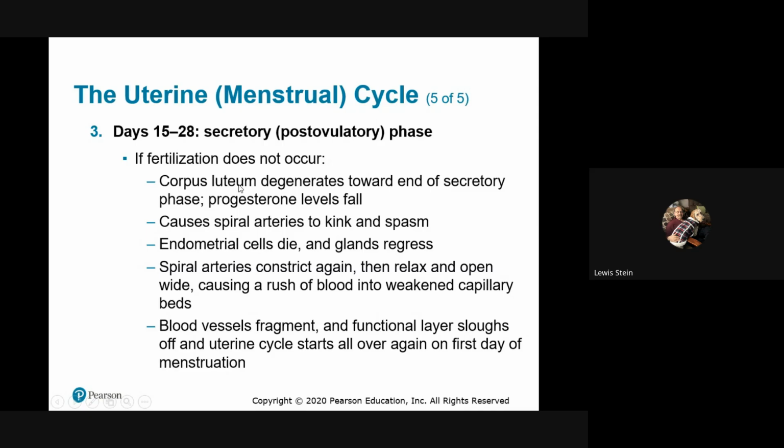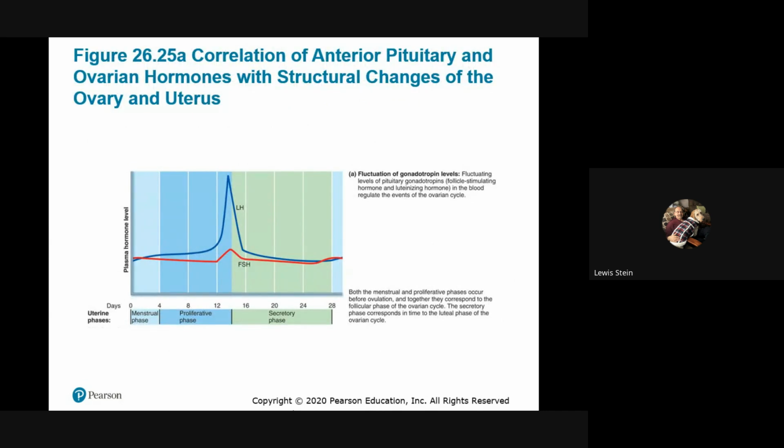And so if it doesn't occur, the corpus luteum degenerates, the levels fall, the spiral arteries kink, everything, as you can read through it. Once they constrict again and then relax, because of that, the pressure head, that flow of blood, takes the layers which have been weakened, the connection between the basalis and the functionalis, and it's shed. And we just start the whole thing over again.